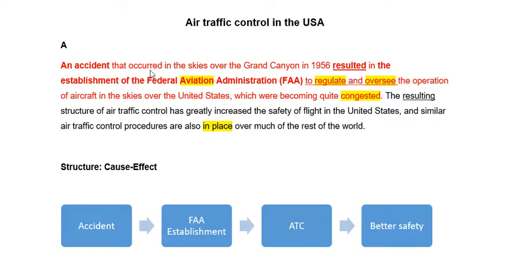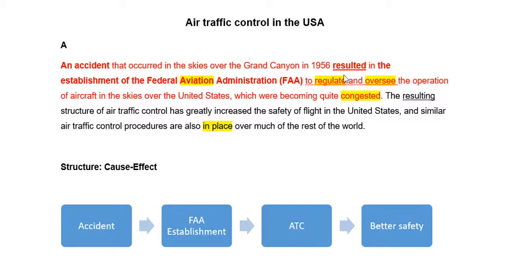An accident that occurred in the skies over the Grand Canyon in 1956 resulted in the establishment of the FAA to regulate and oversee the operation of aircraft in the skies over the United States, which were becoming quite congested. It's a very long sentence, but when you have a long sentence, don't get overwhelmed, don't get discouraged, because it's a long sentence, but the core information here is very little.